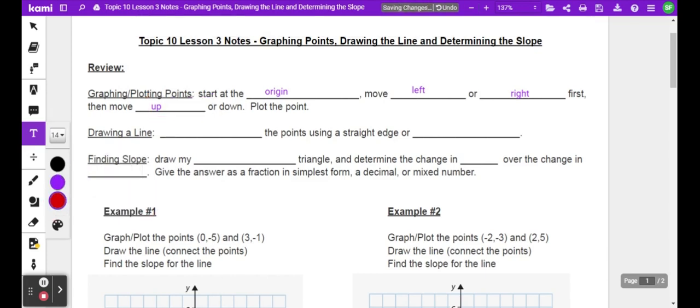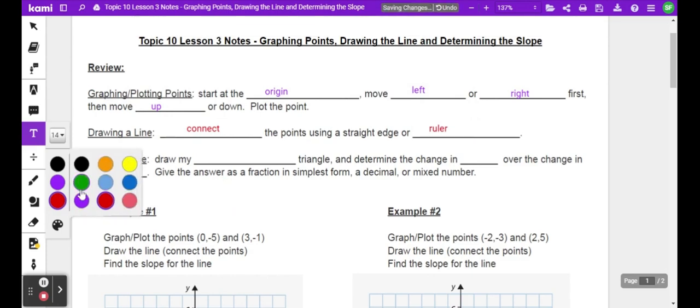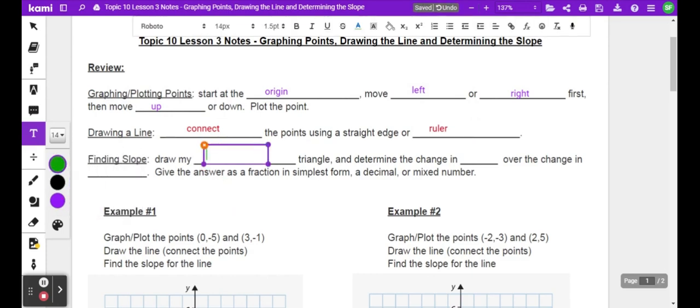To draw our line, we are going to just connect the 2 points or the 3 points using a straight edge or a ruler. And then finding slope, which is what we talked about in the last lesson, we are going to draw our slope triangle, and then we're going to determine the change in the y, or our vertical change, and then we're going to put that over the change in x's, or our horizontal change. And then, of course, we need to give that answer as a fraction of the simplest form, or as a decimal, or even a mixed number.